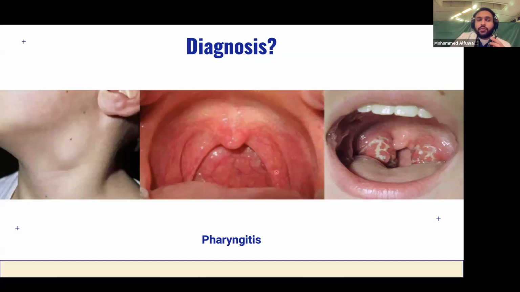So you need to tell the difference between them. How do you tell the difference clinically? Number one, this is in children, so the age is usually less than 15. If they start coughing, this is usually viral. No cough is usually an indicator of bacteria. This is just a fun fact for you to know. Fever is bacterial.